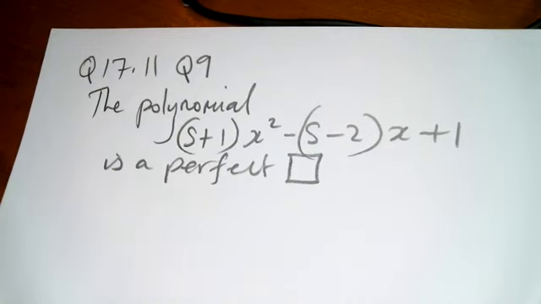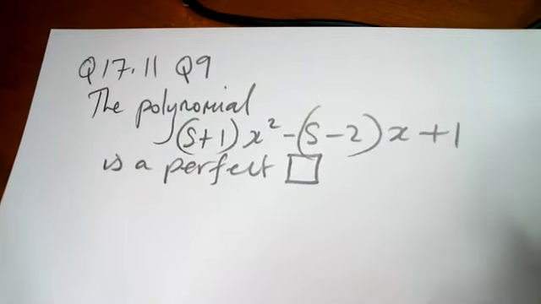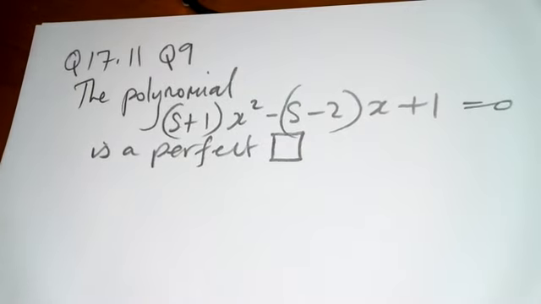Here's a really good one. Question 9 from 17.11. It's got a polynomial, a quadratic, and it says this is a perfect square. And we've got to find out the values of s that would make this into a perfect square. So in other words, it equals 0.